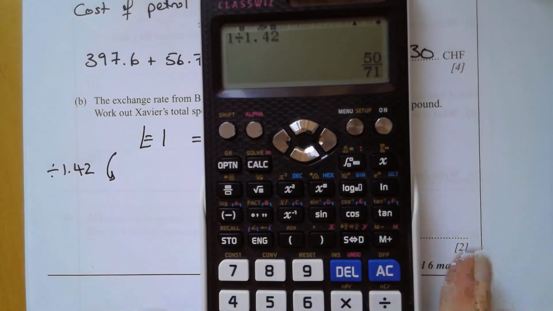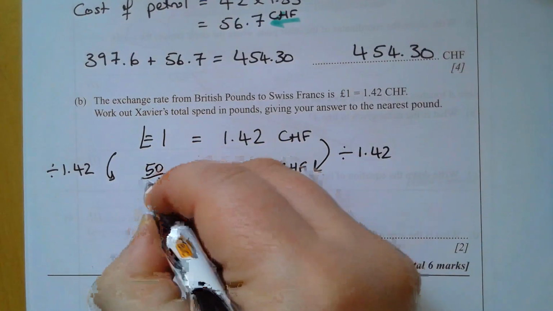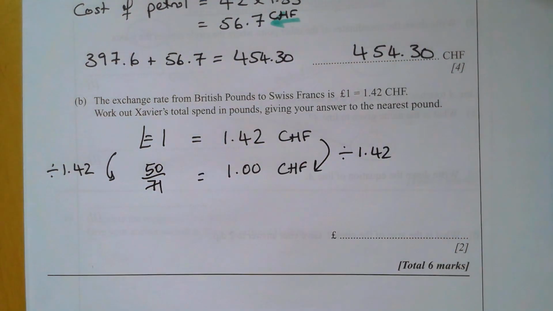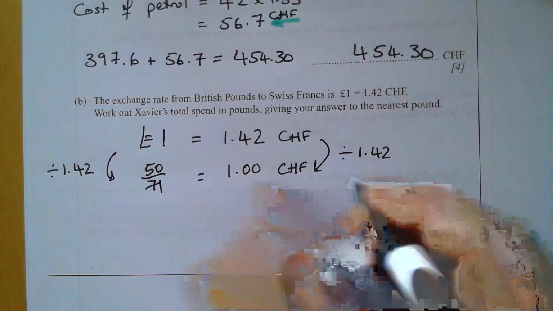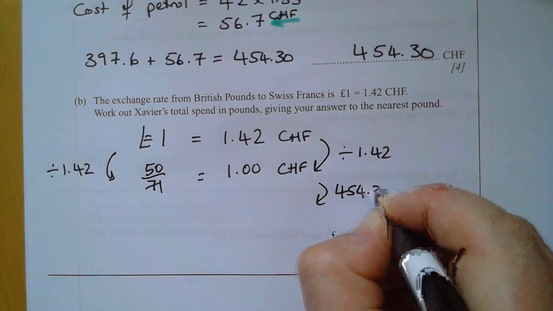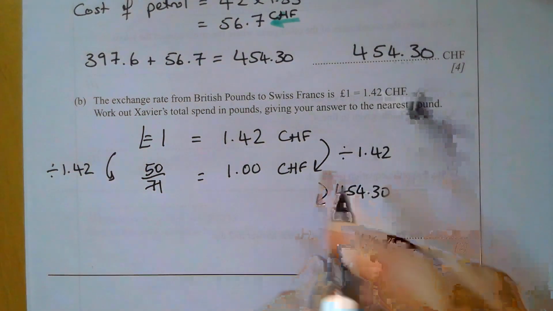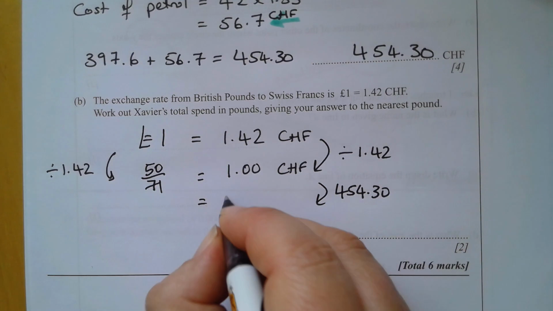At 50 divided by 71. At the moment, I'm just going to leave it like that. You could make it a decimal if you prefer. I'm then going from 1 Swiss franc to 454.30, our cost up here, which is an exact amount. Brings us to 4.